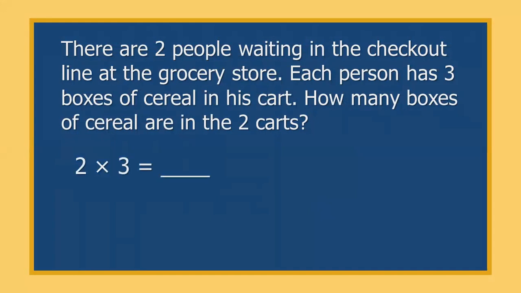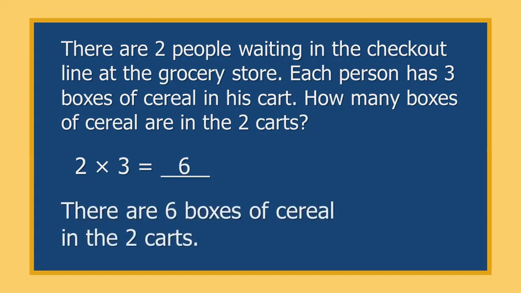We'll write 2 grocery carts times 3 boxes of cereal, and that will give us 6 boxes of cereal. There are 6 boxes of cereal in 2 carts. If you're struggling with this, draw yourself a diagram. Draw your grocery carts with your boxes of cereal in them and see how many boxes you get.